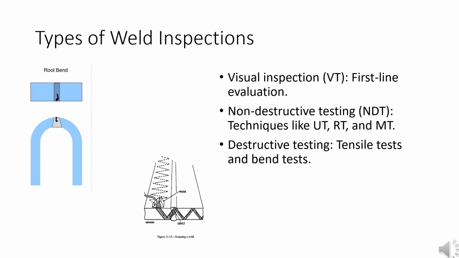Destructive testing, such as tensile tests, bend tests, fatigue tests, and Charpy impact tests, is generally used when qualifying welding procedures, not in routine inspections. These tests may be used in forensic situations, but are not typically part of regular weld inspections. However, inspectors should be aware of their existence.